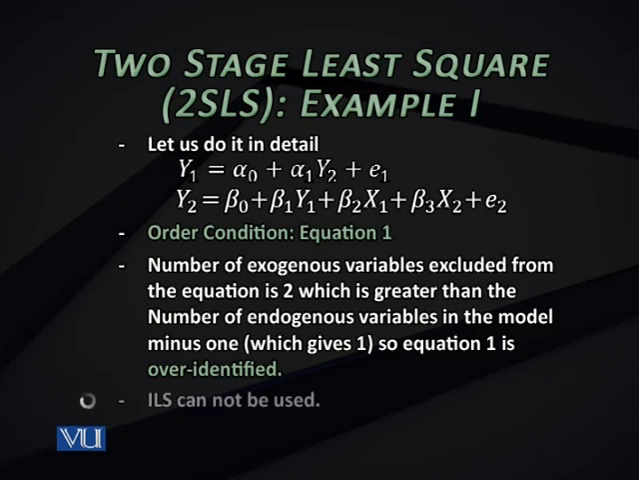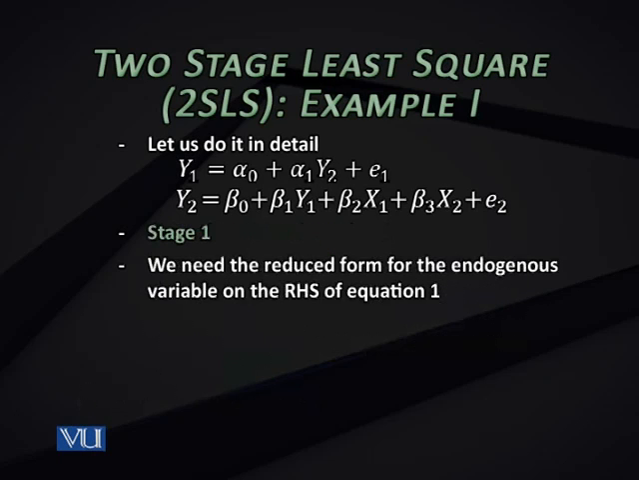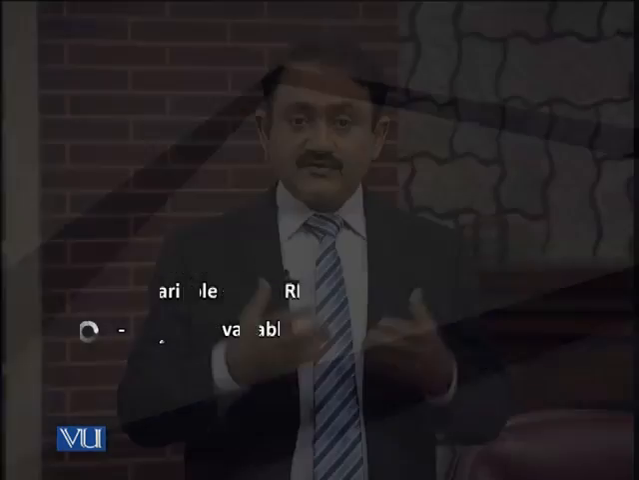You cannot use OLS or ILS. So what was stage 1? Try to think. What is the variable that we need to estimate in terms of reduced form? Definitely it is on the right hand side of equation 1 of the over identified equation, that is y2. So you need to write an equation for y2, reduced form equation.